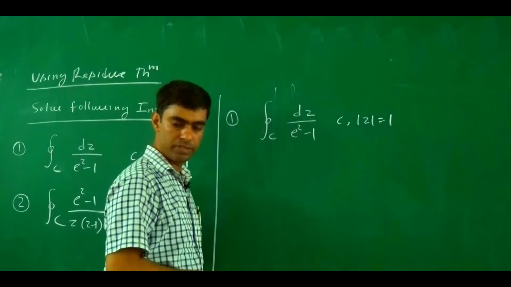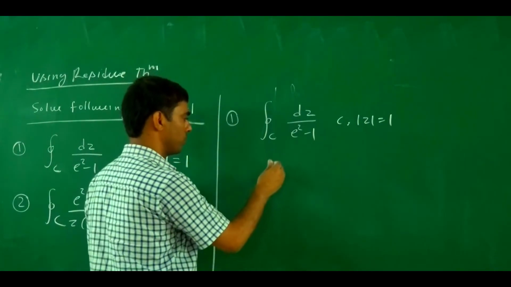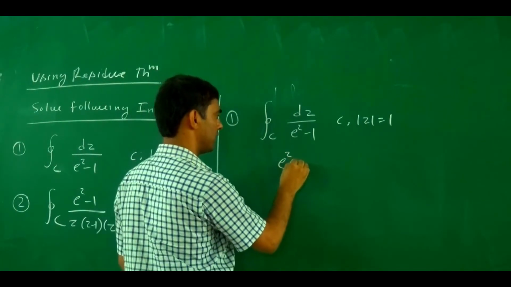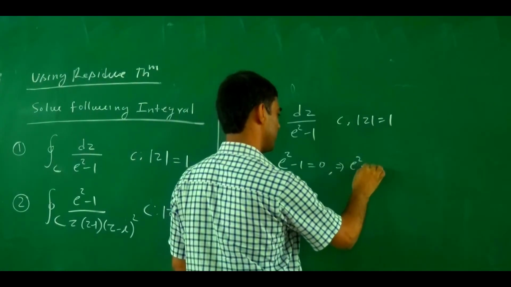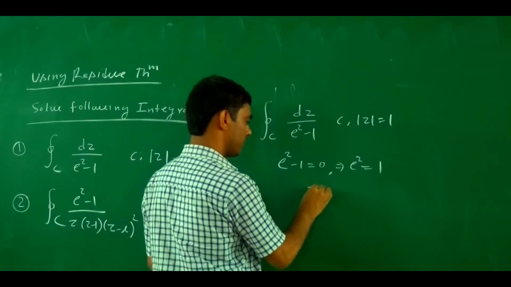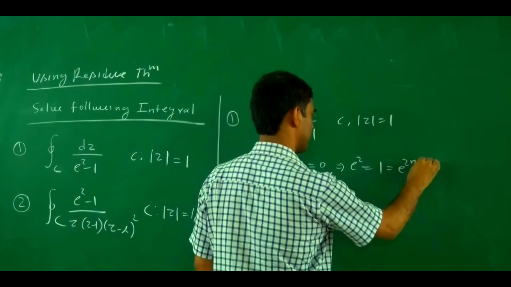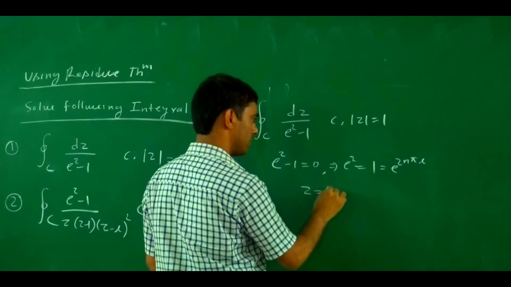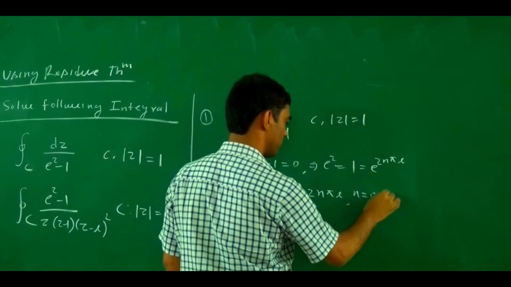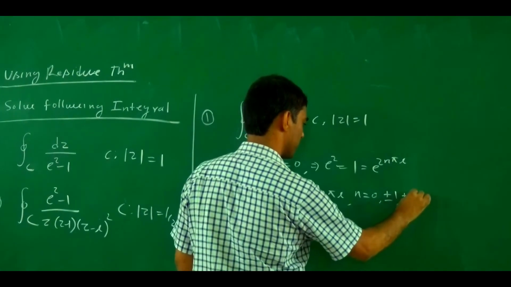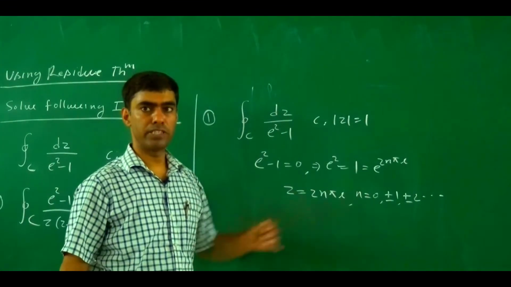How do we find the singular points? Set e to the power z minus 1 equal to 0. This implies e to the power z equals 1, so z equals 2n pi i, where n is 0, plus or minus 1, plus or minus 2, and so on. So there are an infinite number of singular points.